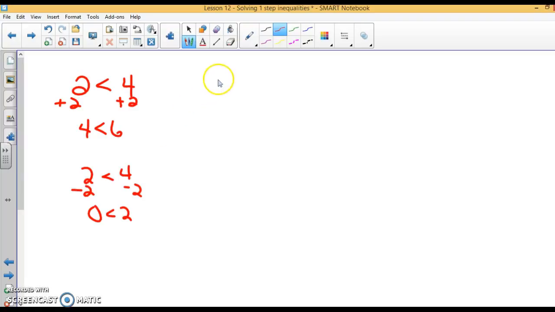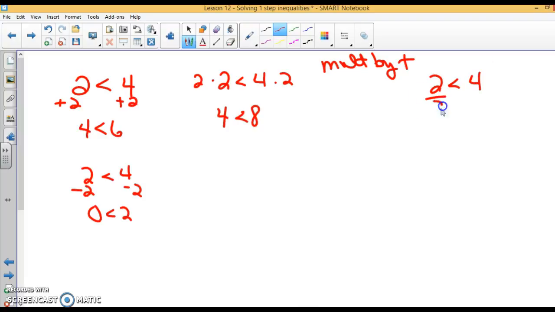Now, today we're going to do multiplying and dividing. So let's start with the true inequality. Let's multiply both sides by 2. If I multiply by 2, I get 4 is less than 8. Still true. So, multiplying by a positive works. Let's do dividing by a positive. Divide both sides by 2. I get 1 is less than 2. Still works. Dividing by a positive works.